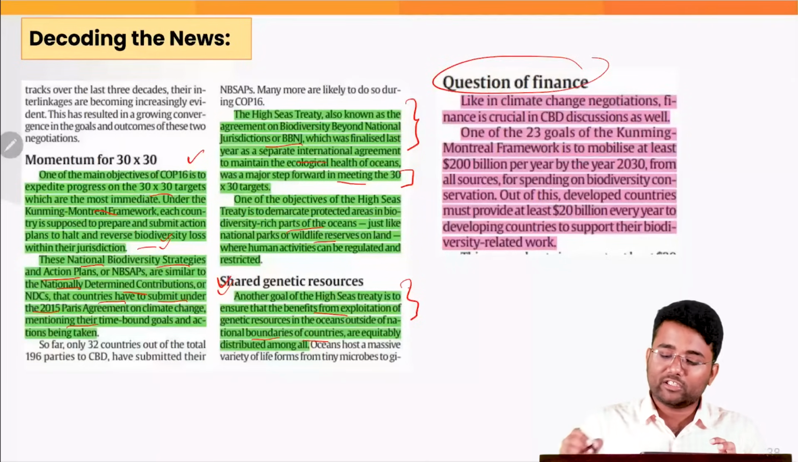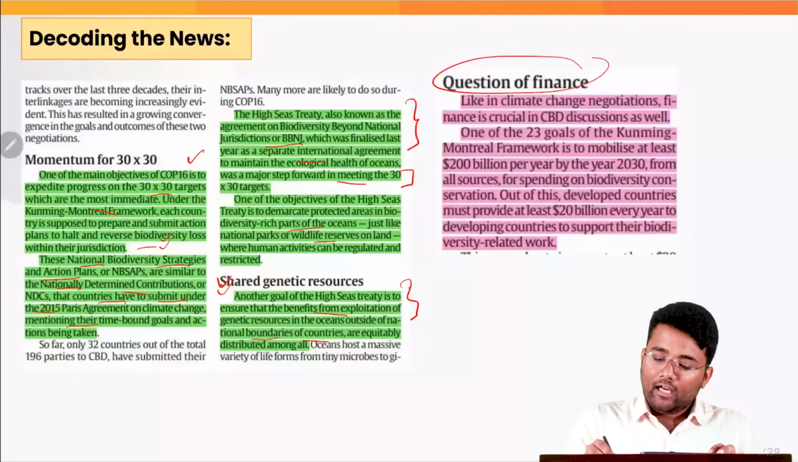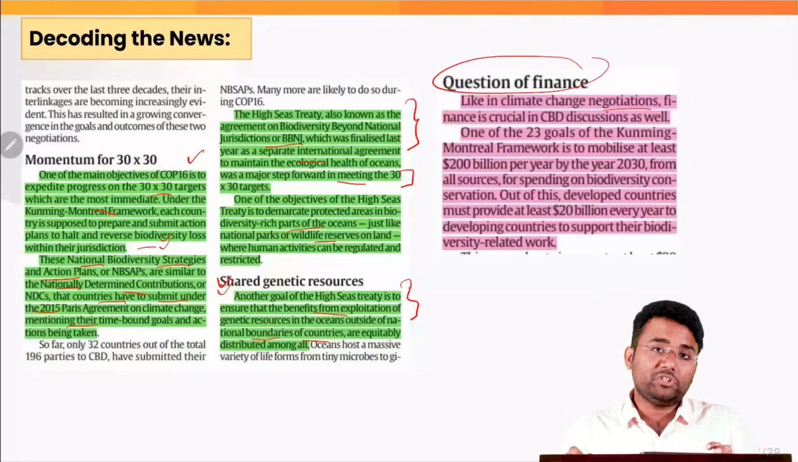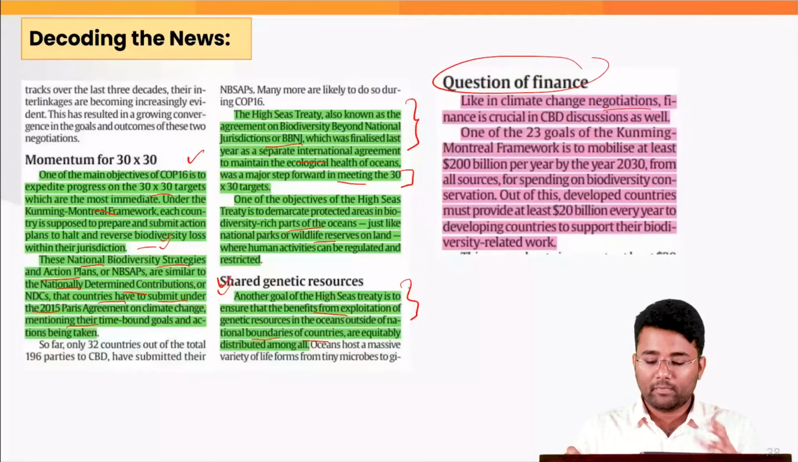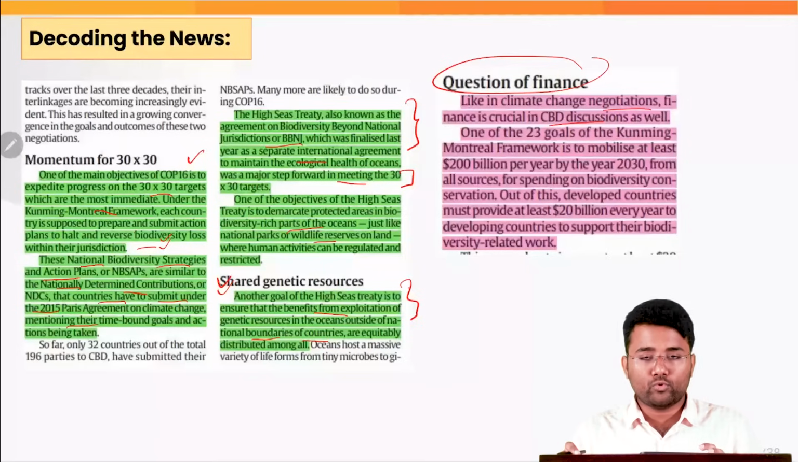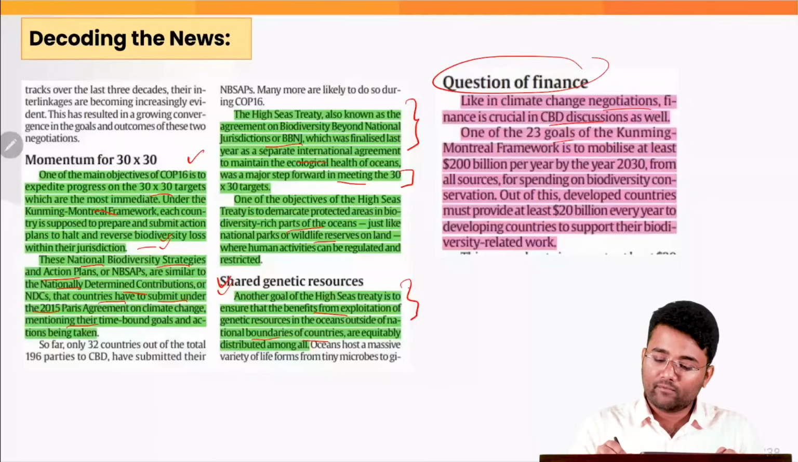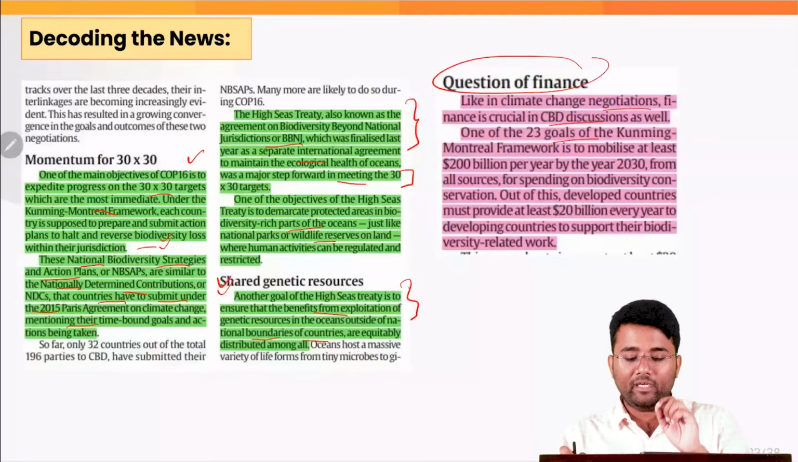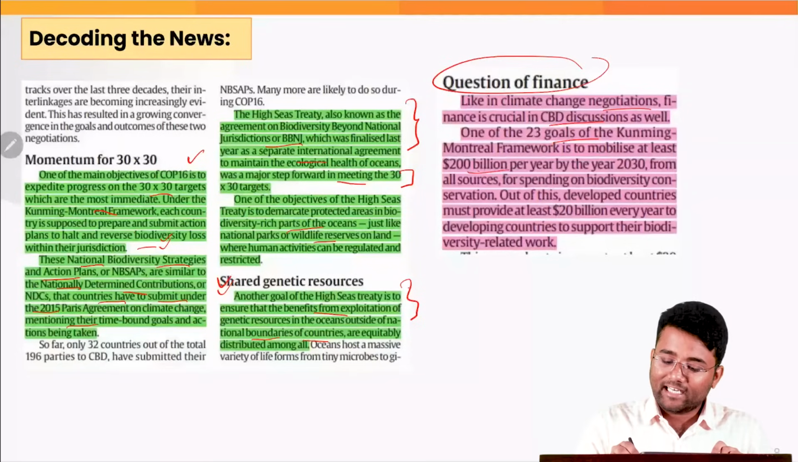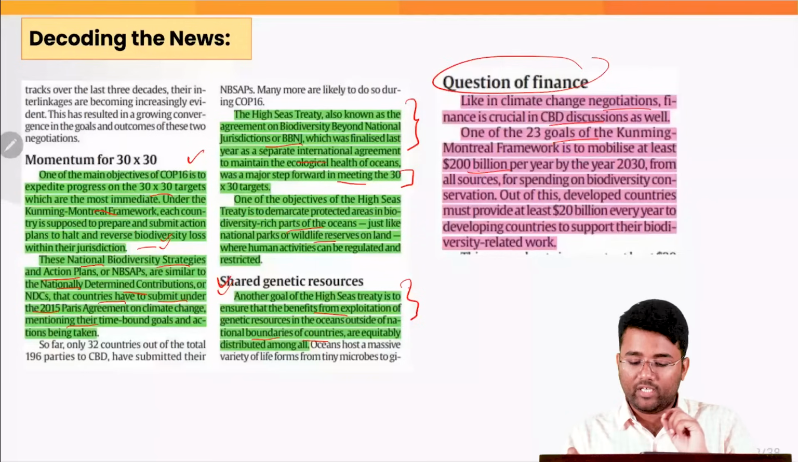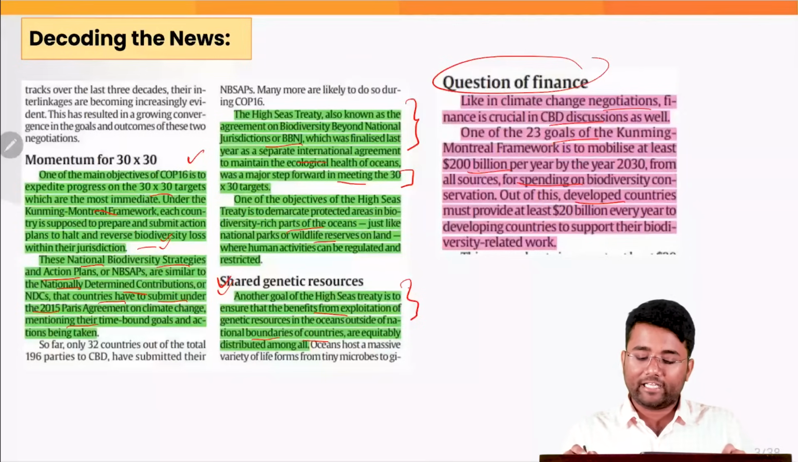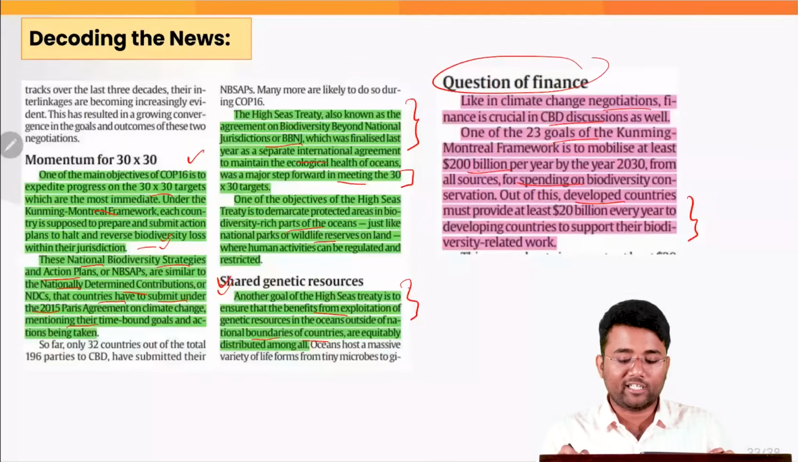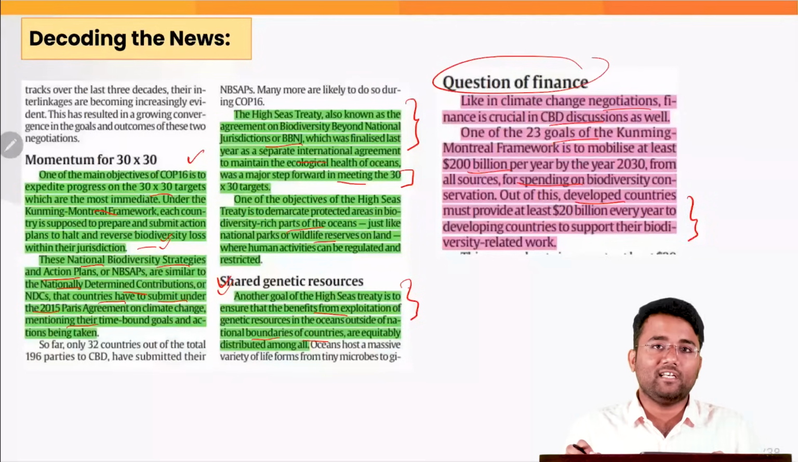Also, if we talk about the question of finance, in the climate change negotiations, issues of climate change finance have come up and have been tackled by various measures. Finance is also crucial for this CBD, and one of the 23 goals of this Kunming monetary framework is to mobilize at least $200 billion per year by the year 2030 from all sources for spending on biodiversity conservation, and out of this, developed countries must provide at least 20 billion every year to developing countries to support their biodiversity related work.